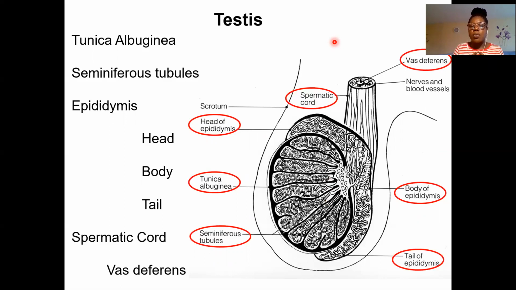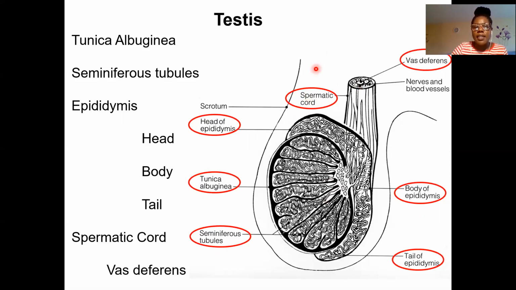Speak about the male structures and the male genitals. So let's start off with the gonads. We have the testes here. The testes are covered by this outer peritoneal connection called the tunica albuginea. And the tunica albuginea is what separates the testis itself from the scrotal sac, which is found outside.